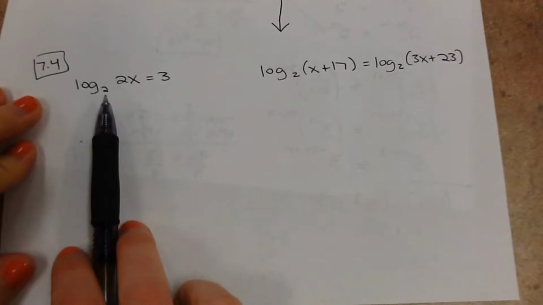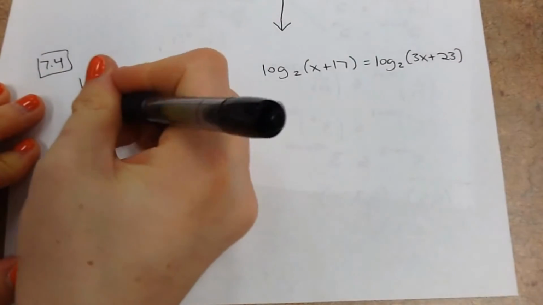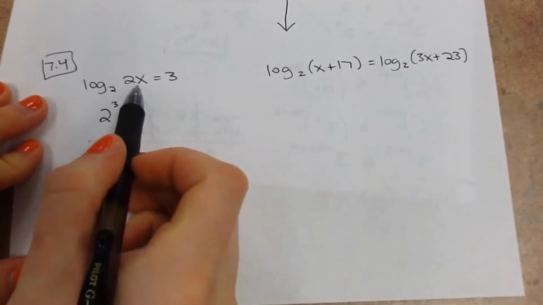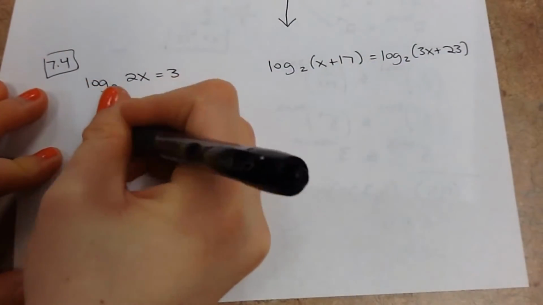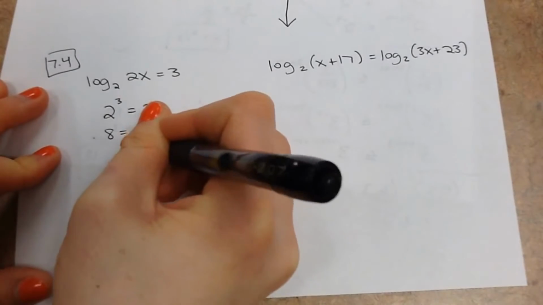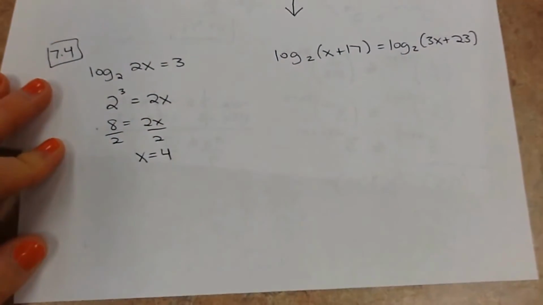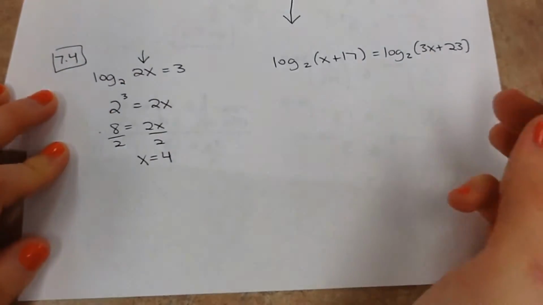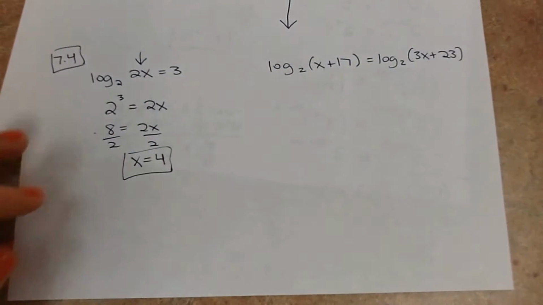So I start with my base, which is 2, raise it to my power, which is 3, and then set it equal to this inside piece, which is 2x. That's pretty easy. 2 cubed is 8. 8 equals 2x, and I can divide both sides by 2. Now, anytime you're dealing with logarithmic equations, you have to make sure that whatever you're plugging in is going to be positive. 2 times 4 is positive, so that works.